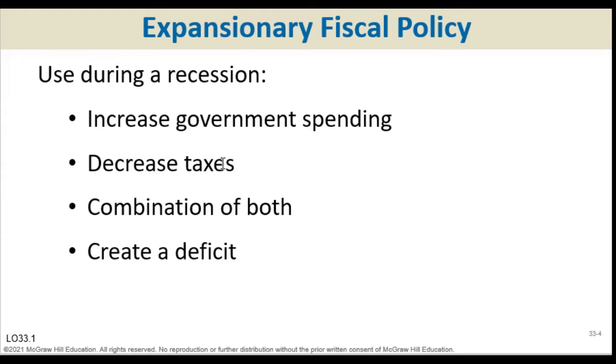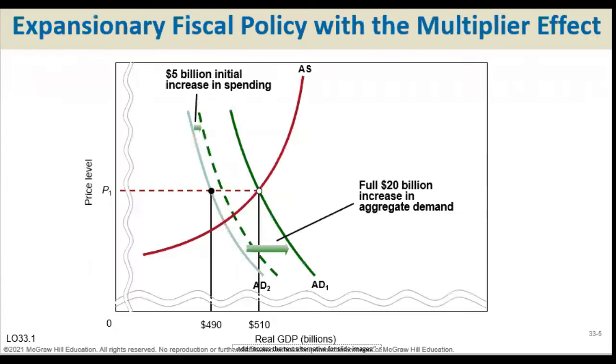This will increase government spending, decrease taxes, or combine both policies. You can use both at the same time. And when using the tool of expansionary fiscal policy, government will add a deficit to the budget, right? The deficit will increase. This figure illustrates expansionary fiscal policy: increase government spending and cut taxes to push the economy out of a recession.